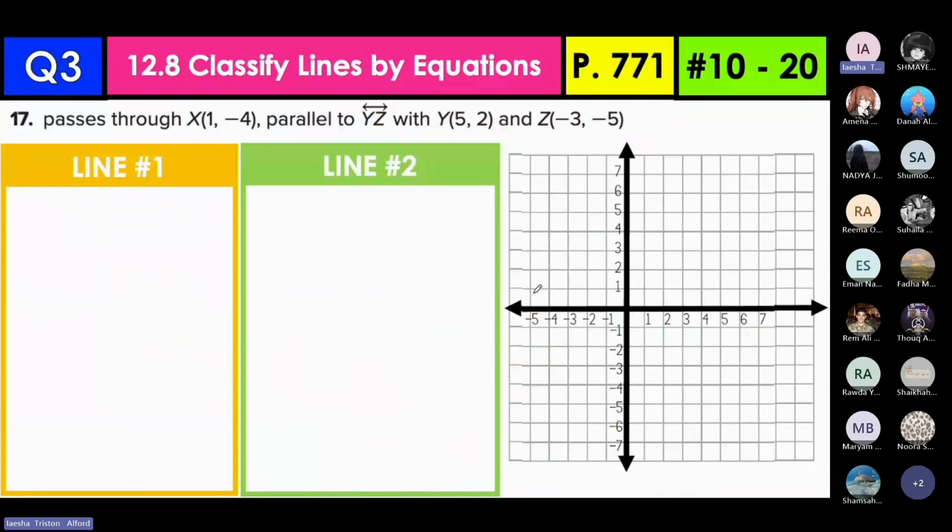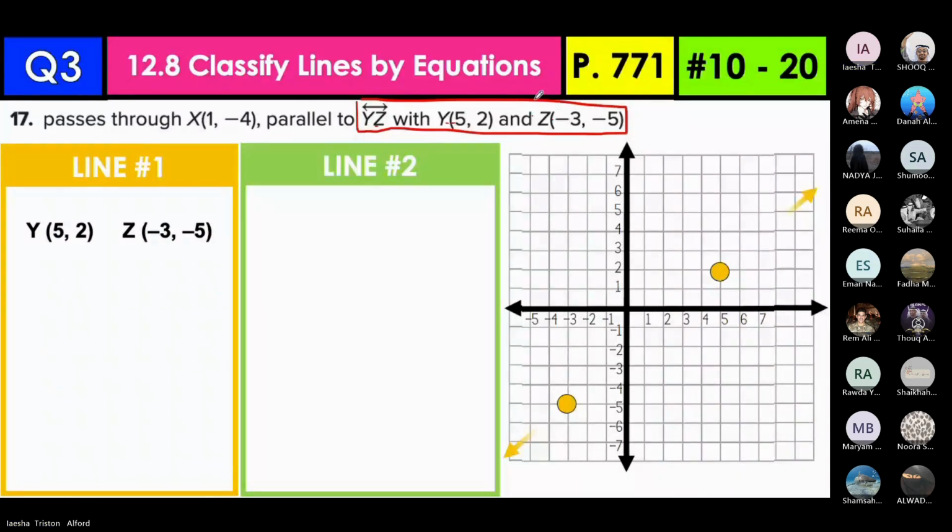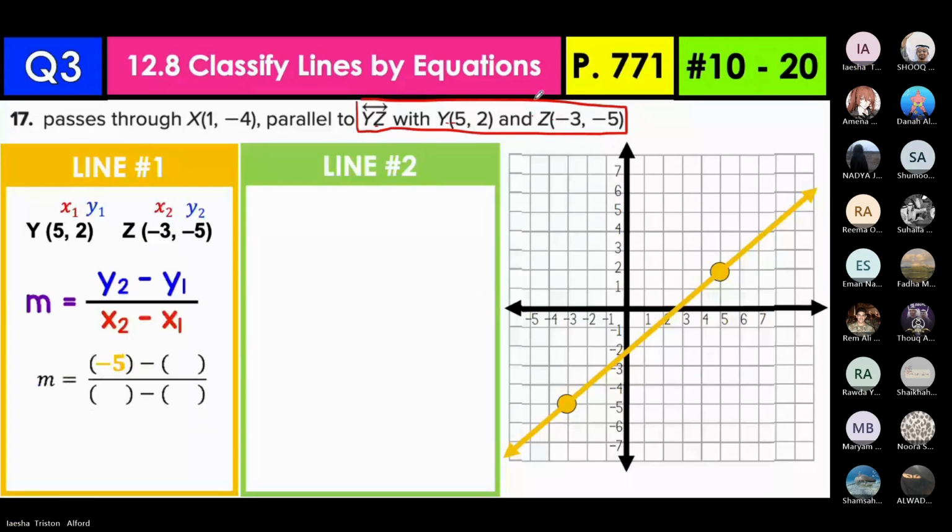For number 17, the line is going to be line YZ. How do I know I'm using YZ? Because they give me 2 points for this one. So put the 2 points in the graph, and then you need to find the slope. You can use rise over run, or you can use your slope formula to find the slope. Everybody okay with finding the slope? Yes.